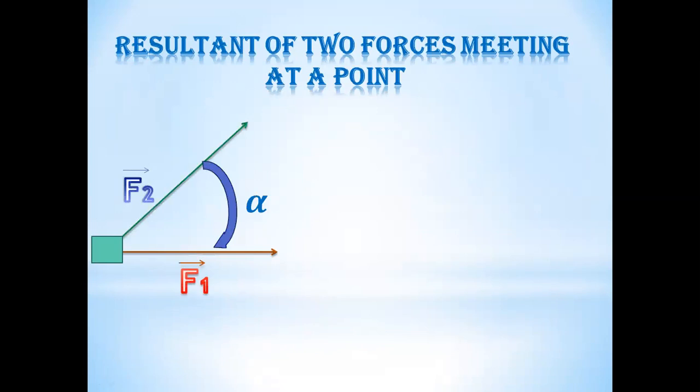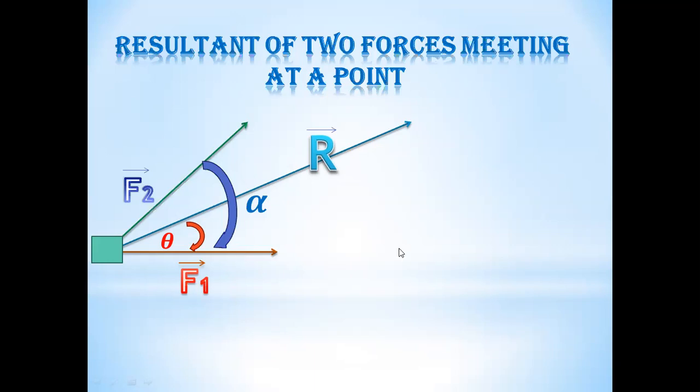this drawing. We represent F1 and F2 like this, and we say that between F1 and F2 we have an angle which is called alpha. And to find the resultant force between these two forces, the resultant force will be somewhere in between with an angle, we call it theta. This angle lies between the resultant force and the force F1.